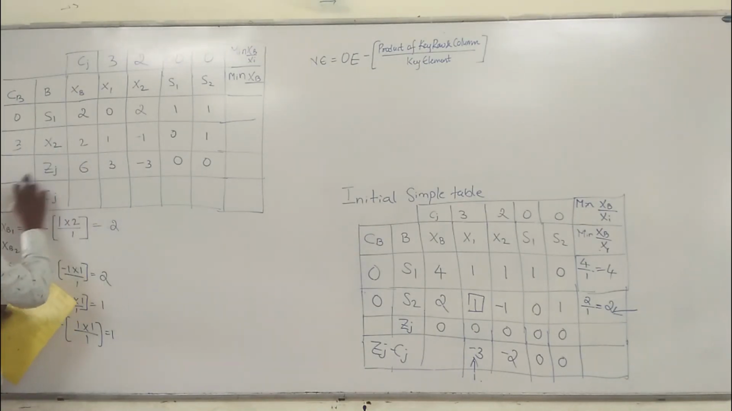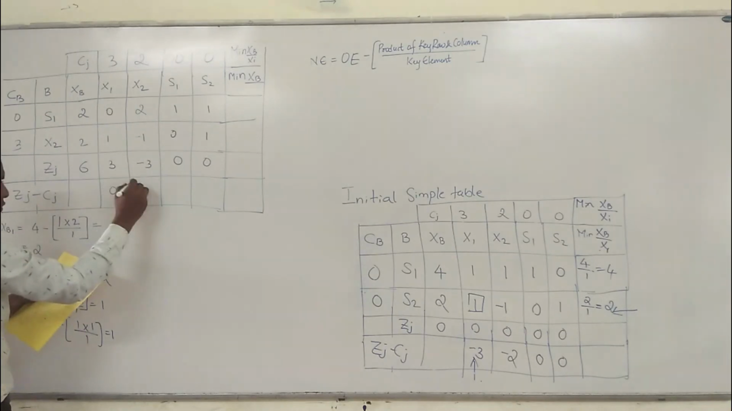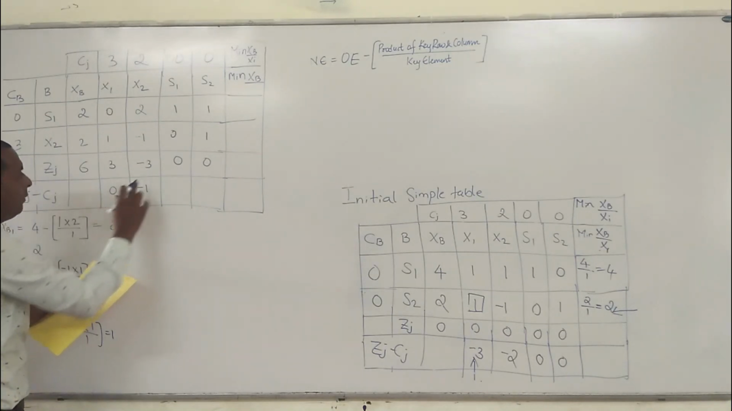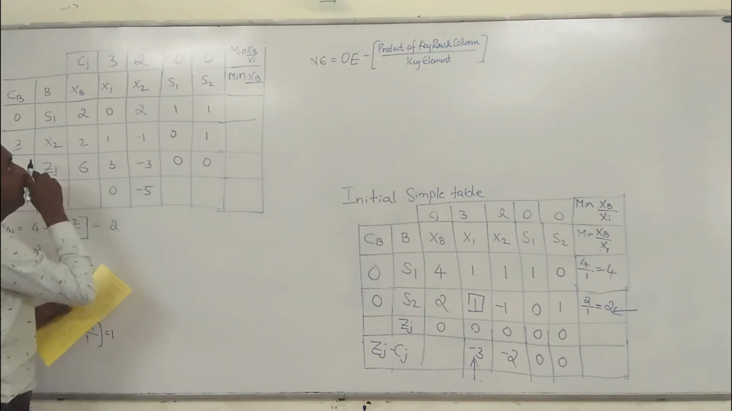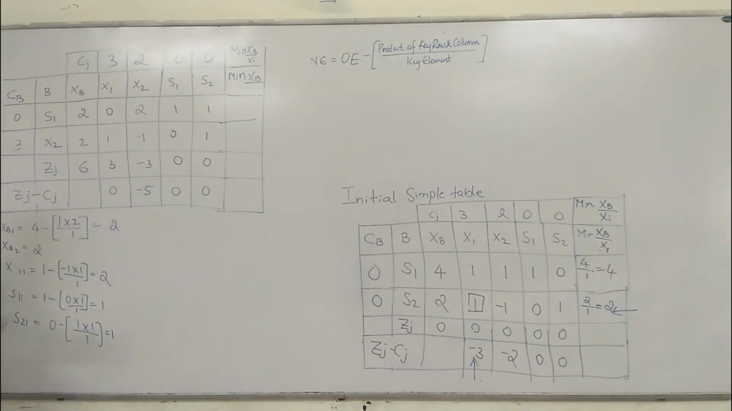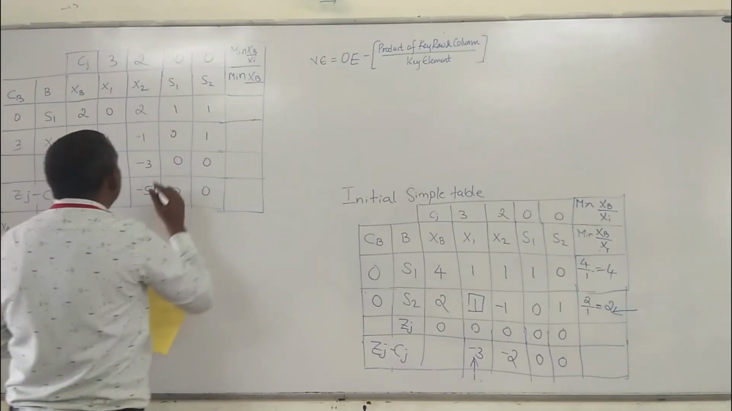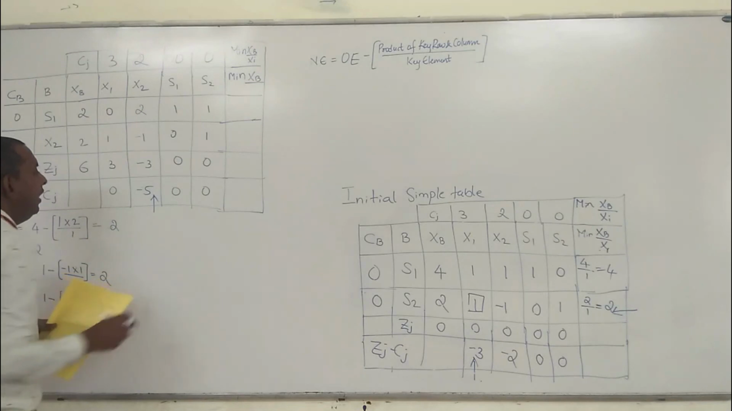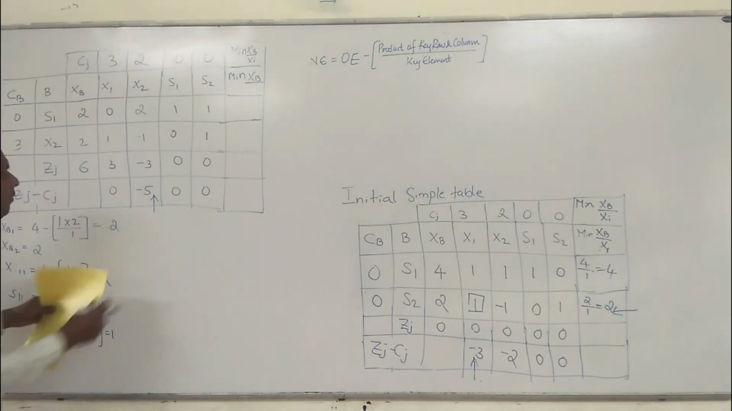So ZJ minus CJ, what? 3 minus 3 is 0. Minus 3 minus 2 is minus 1. I mean to say minus 3 minus 2 is minus 5. Then it is 0. Then it is 0. Fine. This is how the next table can be found. Let me find the minimum. So this becomes the most negative value. This becomes the entering variable. So this is the key column.